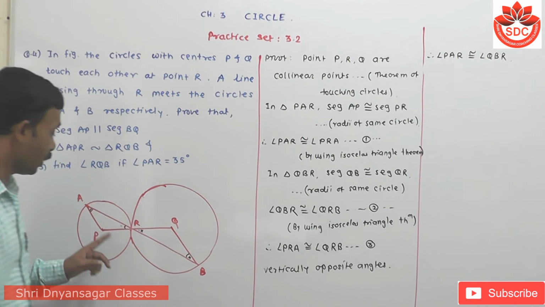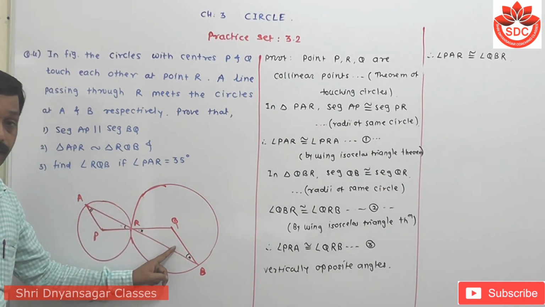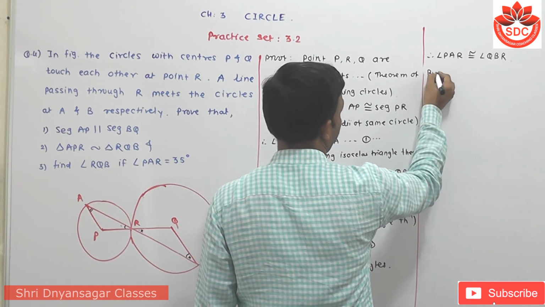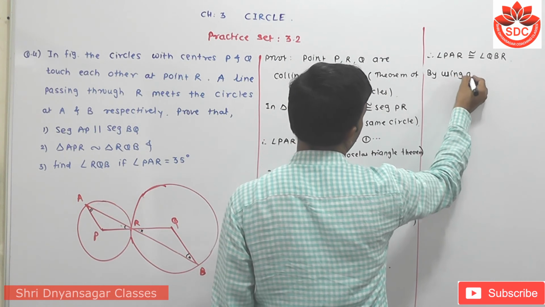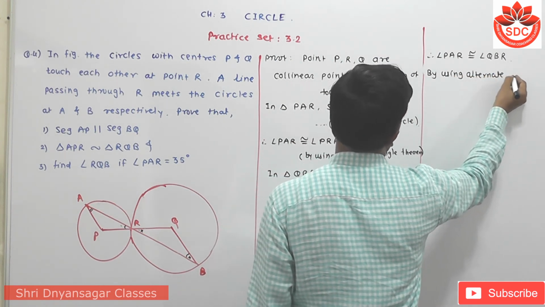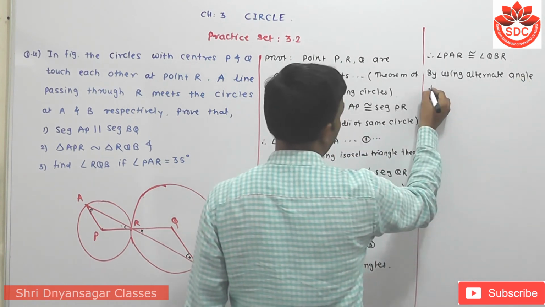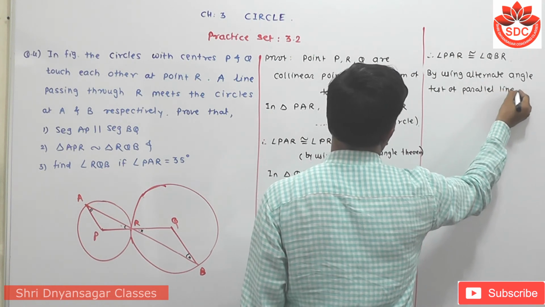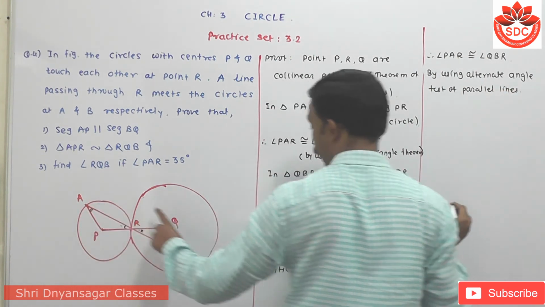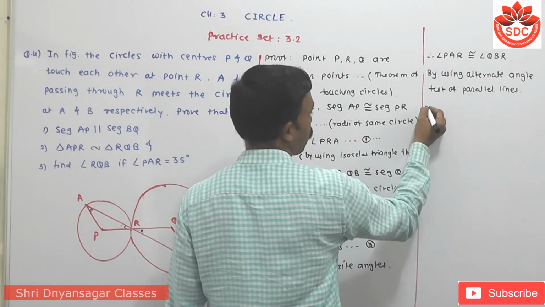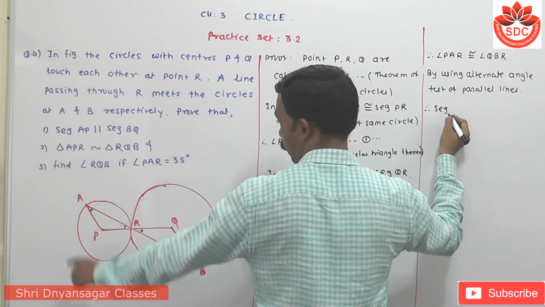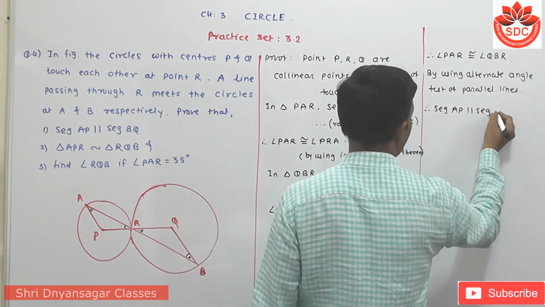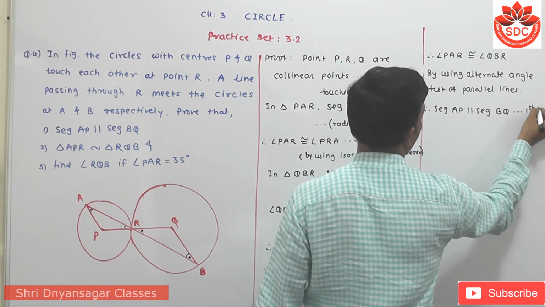But when we observe, these angles are alternate angles. So by using the alternate angle test of parallel lines, these two line segments, AP and BQ, are parallel to each other. So our first proof is segment AP is parallel with segment BQ. So first is done.